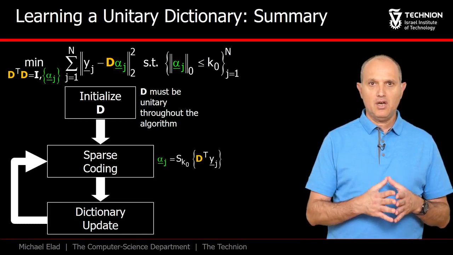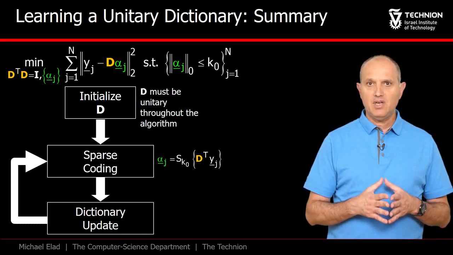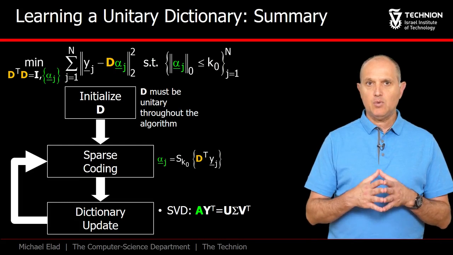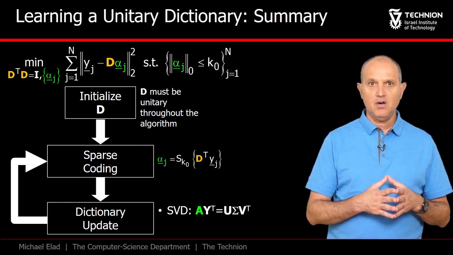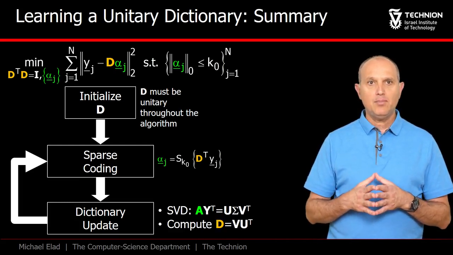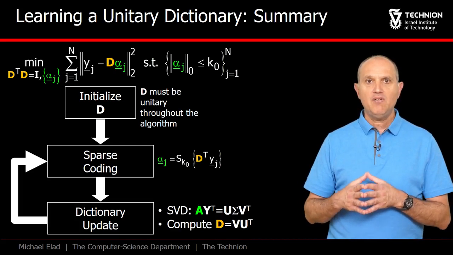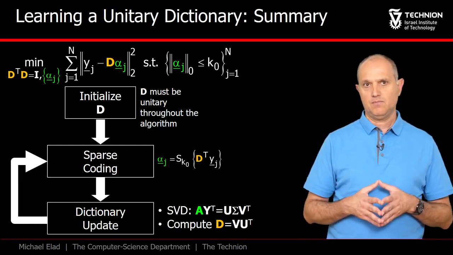Back to our dictionary learning story. When time comes to update D, we compute A times Y transpose and apply an SVD on it, and then we get the update of D by setting it to be V times U transposed.